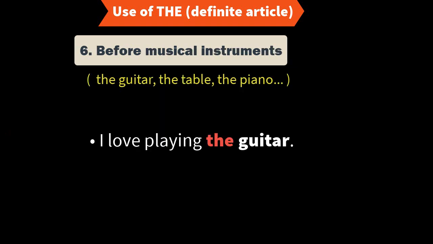Rule number six, before musical instruments: the guitar, the piano, the sitar, the harmonium. I love playing the guitar, not I love playing guitar. So we always use the before musical instruments.